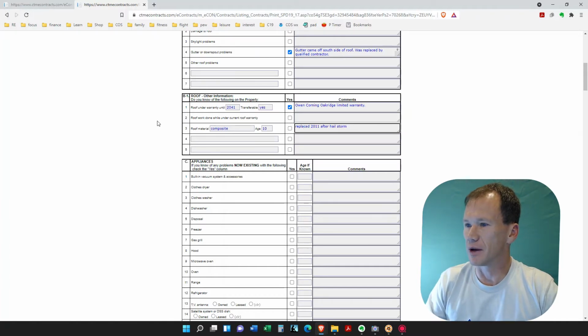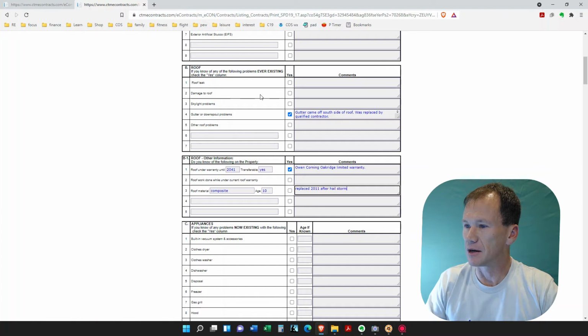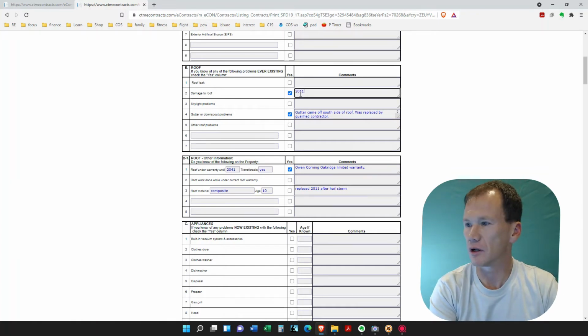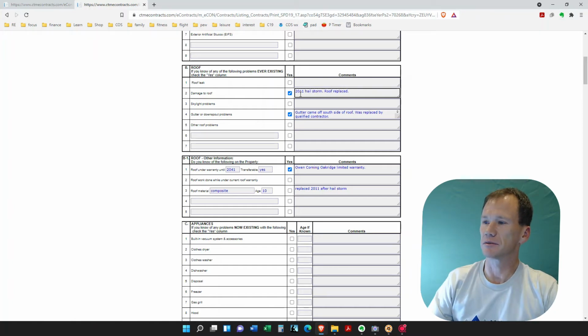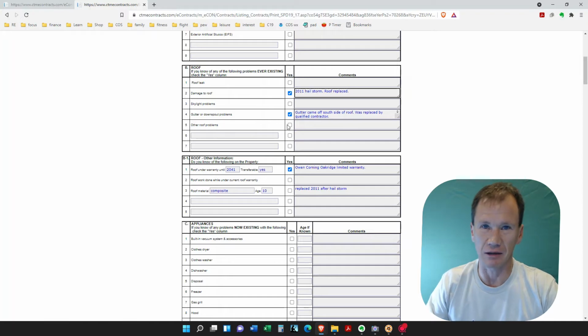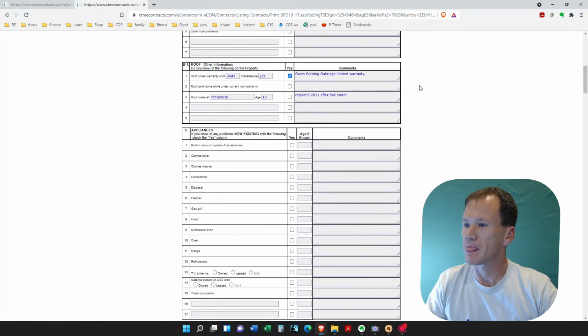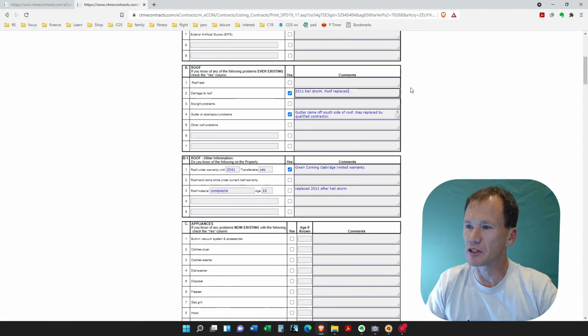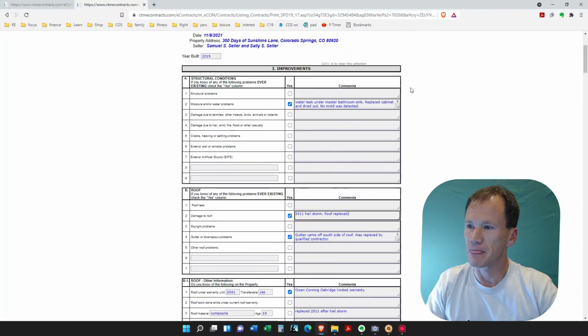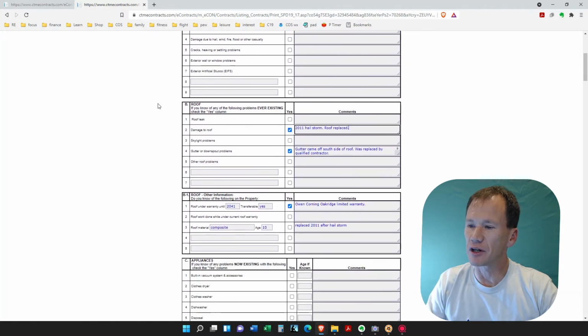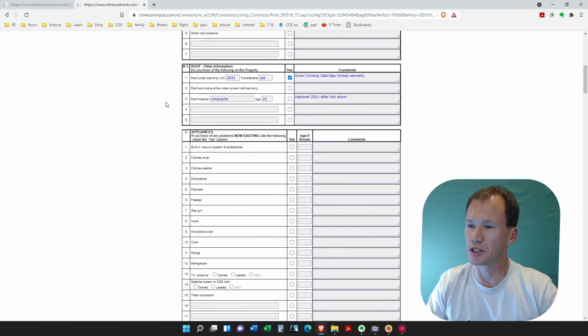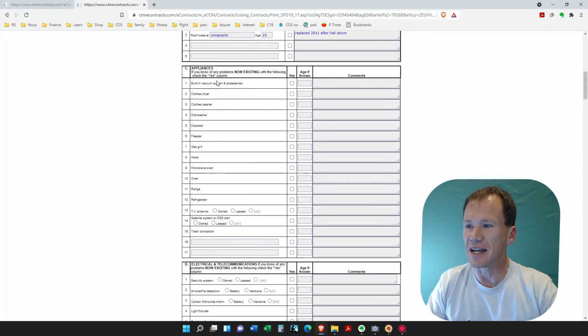So now I guess I got to go back up to here. Damage to roof, yes. 2011 hail storm, roof replaced. Just for consistency. I know I'm making this up, but I want to try to keep it consistent here. Appliances. Now we get into a different section. So these first 3 are, do you know of anything ever existing, right? And then, well, B1 is just information. C is now existing. So if you had a problem and you fixed it, you don't check the box here. This is important and it's different.